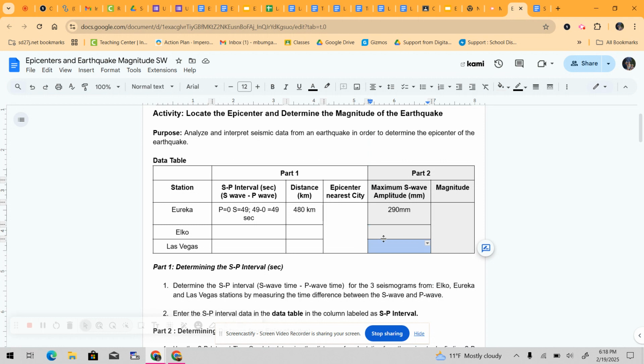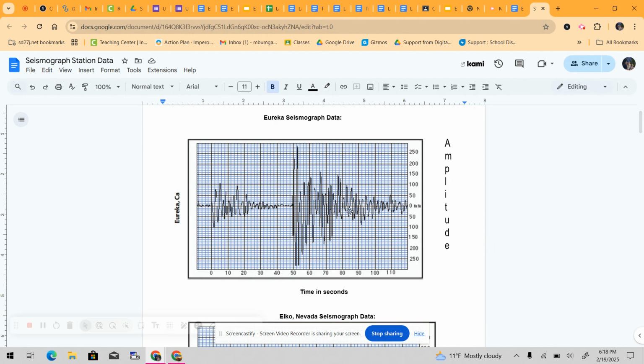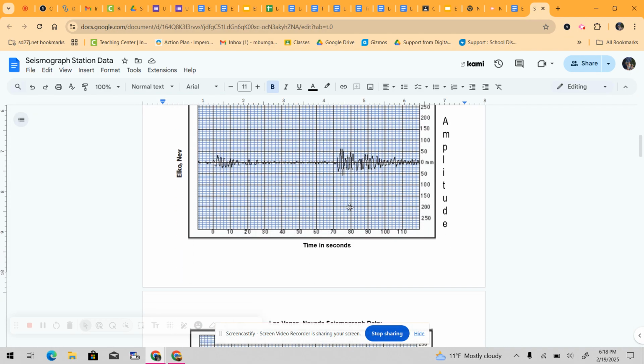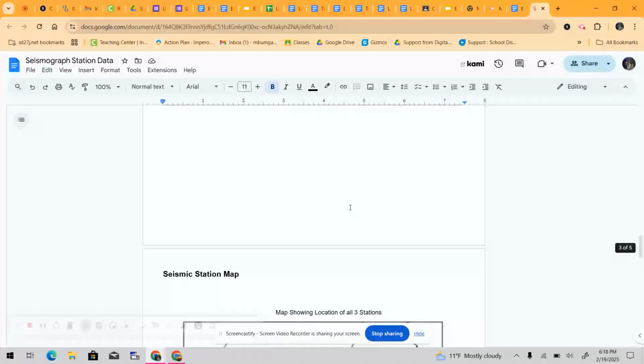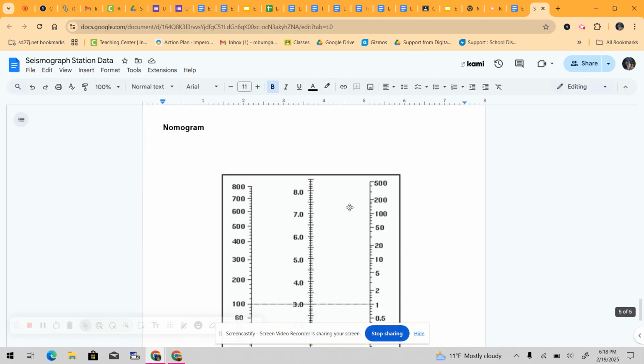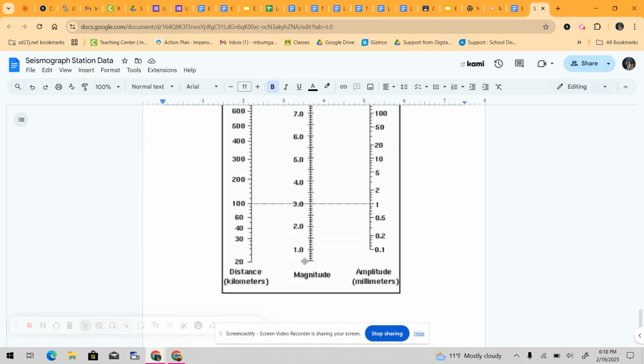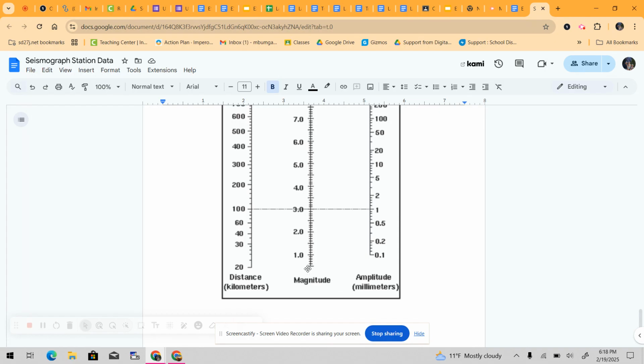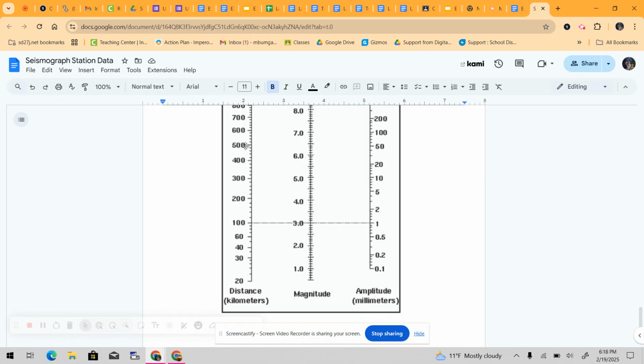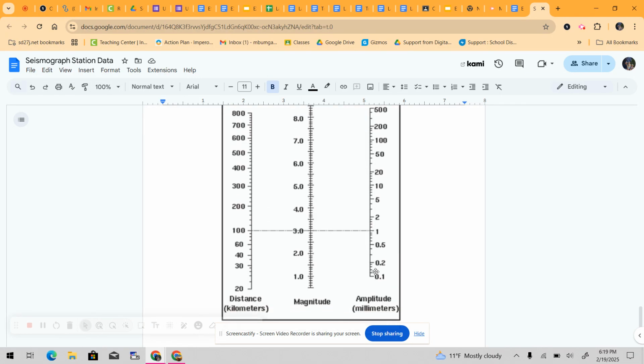From there, once you have the amplitude for each of your stations, you're going to go back into your data packet and go all the way to the bottom where you see your nonogram. Okay, your nonogram is going to help you find the magnitude, which is displayed in the middle. It's the middle line here. You'll notice you have distance in kilometers on the left and amplitude in millimeters on the right.